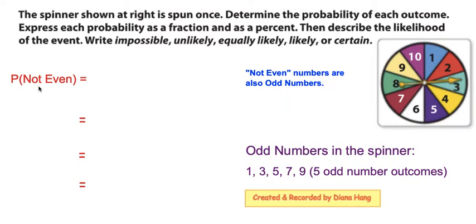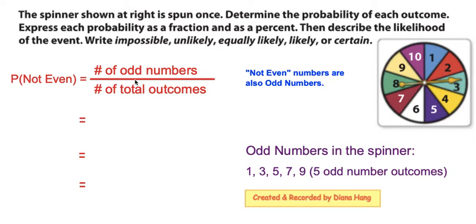So to say a number is not even is the same thing as just saying odd numbers. So we have to think about the probability of the number of odd numbers divided by the number of total outcomes there are. So carefully look at the spinner. I've already identified in the spinner which numbers are odd. That would be 1, 3, 5, 7, and 9, for a total of 5 odd number outcomes.